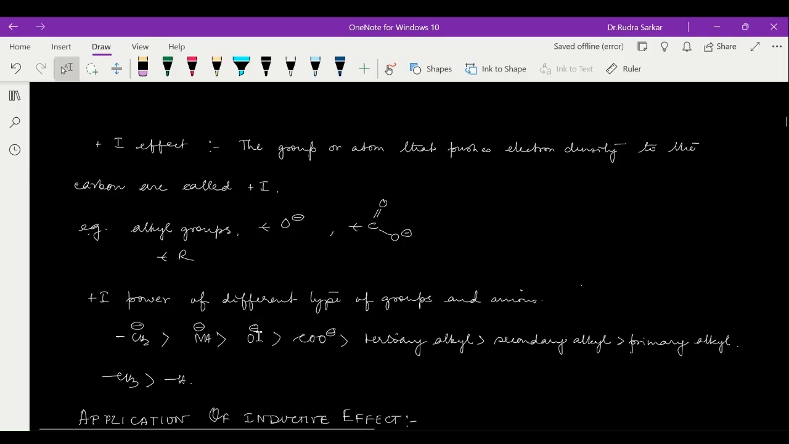Understood? Clear? Tertiary alkyl group means what? A carbon joined to three more carbons. Secondary means a carbon joined to two more carbons. Primary means a carbon joined to one more carbon. As I have already said, the more alkyl groups attached to a carbon, the more donating power. So that means a tertiary carbon. That means what we are trying to say.